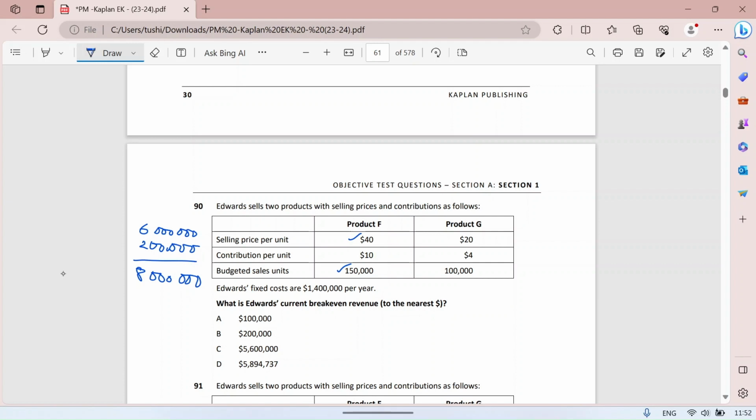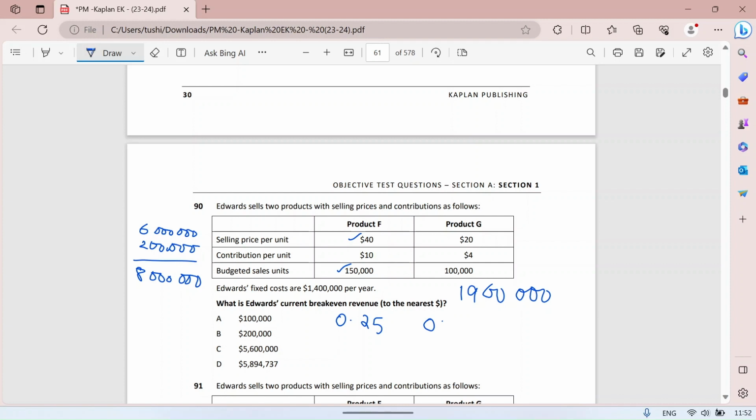Now if I find out my contribution to sales ratio, it will be 1.5 million, the contribution for product F, divided by 6 million. So for product F, I can clearly see that my contribution to sales ratio is 0.25. And then for product G, it is again 400,000 divided by 2 million, and that gives you 0.2.